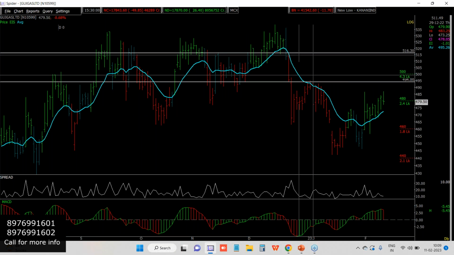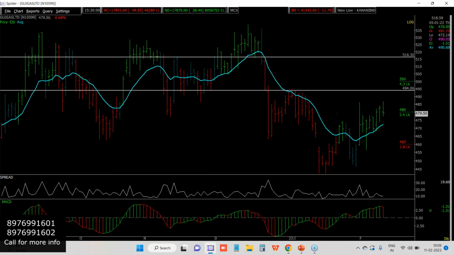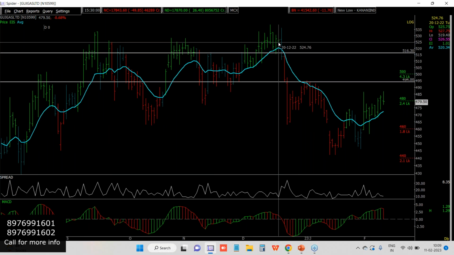Perfect. See, this is what I was talking about regarding Gujarat Gas. A green candle was formed. As you can see, it was showing you that the bulls are very much in control. After that, there was a very big confusion in the market.